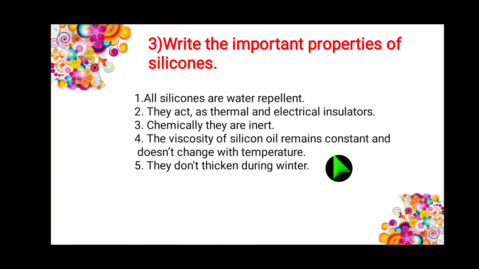Point number 5, they don't thicken during winter. So these are the properties the silicones are having: water repellent, thermal and electrical insulator, chemically inert, viscosity of silicon oil remains constant, and don't thicken during winter.